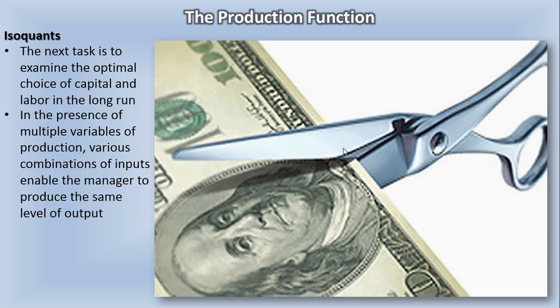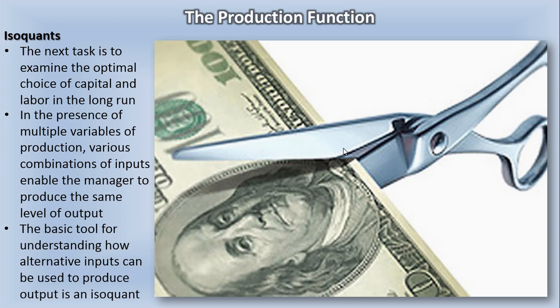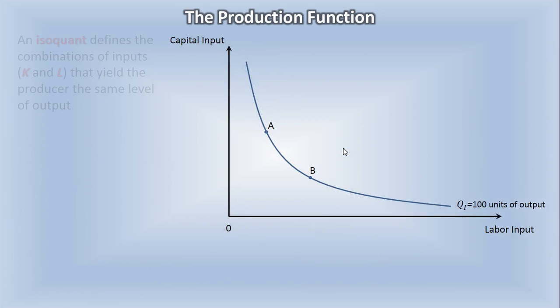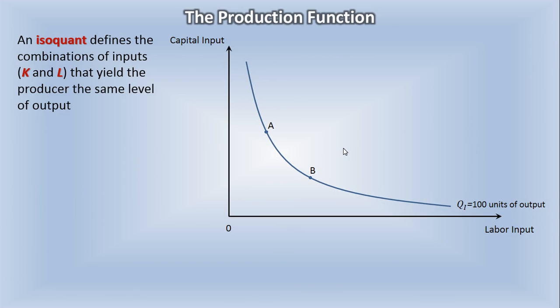And that's what this whole framework is meant to answer. So the basic tool for understanding how alternative inputs can be used to produce output is an isoquant. An isoquant defines a combination of inputs, capital and labor, that yield the producer the same level of output. By convention, we put capital on the y-axis and labor on the x-axis.